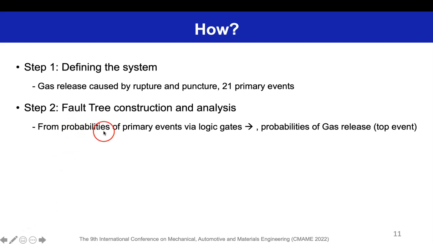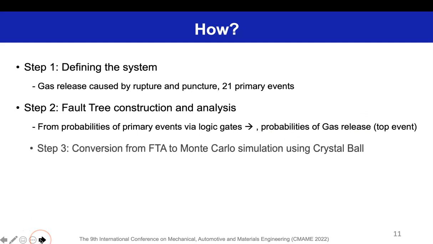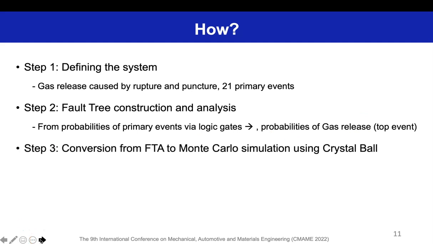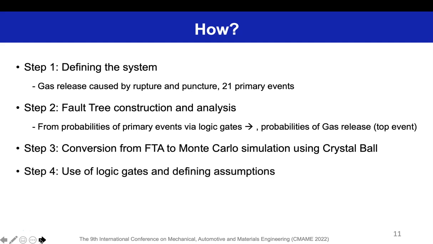Basically, it defines the probabilities of the primary events, and it links them through some logical gates. And we can identify what are the probabilities of the gas release, which is considered as a top event in a fault tree. The third step is the conversion from fault tree analysis to Monte Carlo simulation. We used a tool which is called Crystal Ball software. The fourth step was to use the logic gates and define some assumptions here.